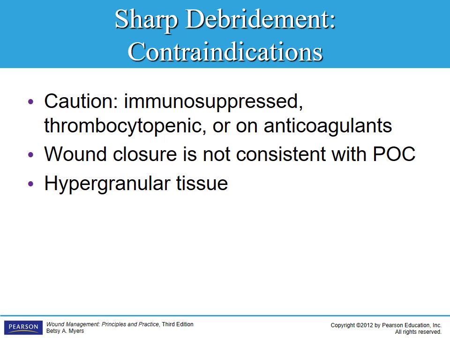If wound closure is not consistent with the plan of care, so you're looking at a wound and it's not closing the way it's supposed to, or not closing in the amount of time it's supposed to as far as the plan of care, you want to be very careful about sharp debridement. Okay, and also you never want to debride hypergranular tissue. We talked a little bit about hypergranulation and how you take care of it with a silver nitrate stick. You do not debride it off because it will bleed profusely.